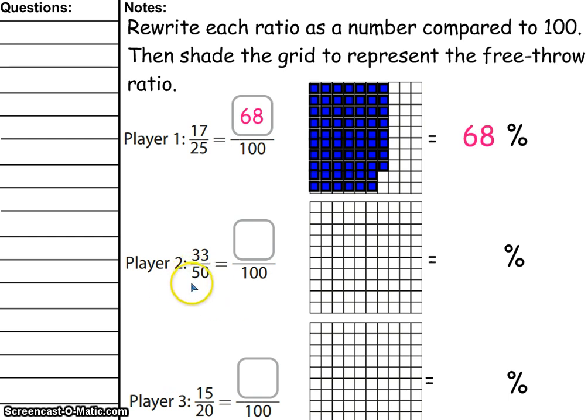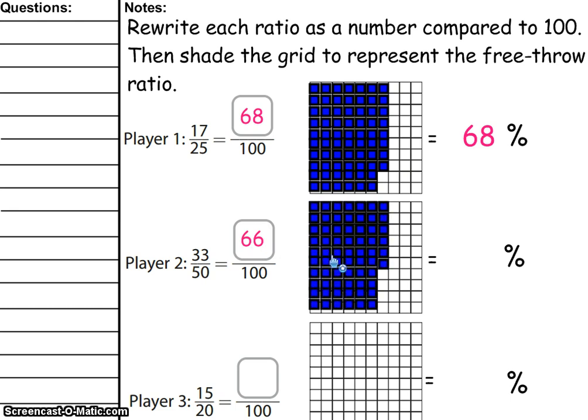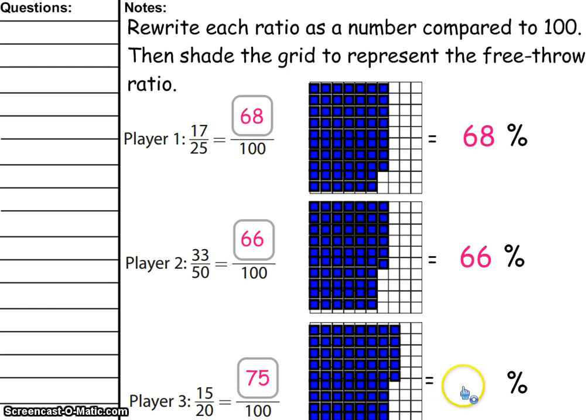Player 2 is 33 to 50. How do we get from 50 to 100? We multiply by 2. So 33 times 2 is 66. We shade in 66 pieces of our grid, and we have 66% shaded. Then we have player 3, 15 to 20. And we multiply 20 by 5 to get to 100, so 15 times 5 is 75. Again, shade in 75 pieces of our grid, and we have 75%.